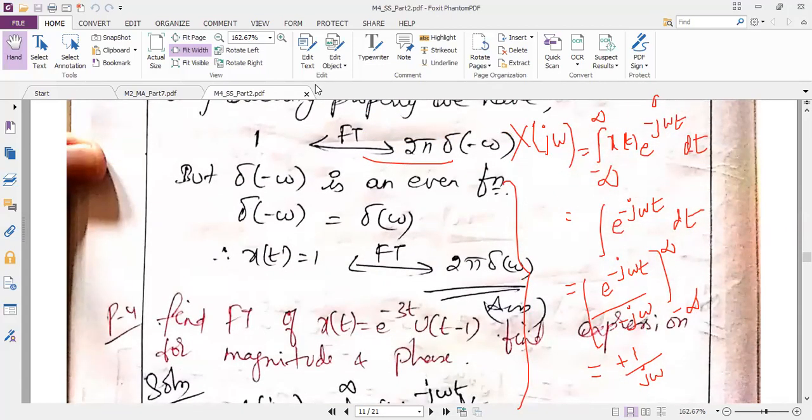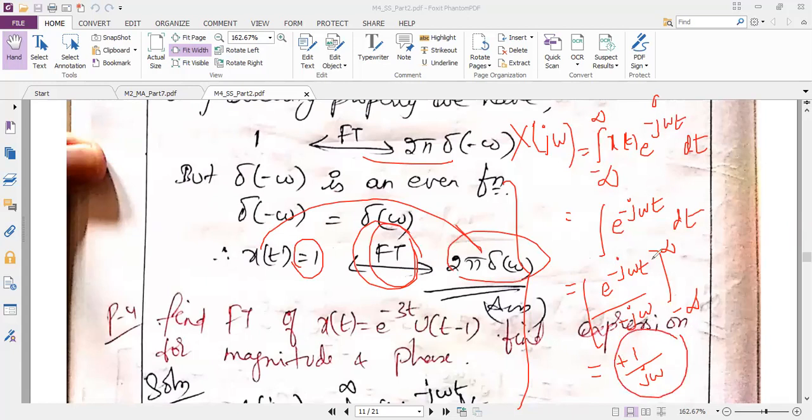See, we have a standard relation between x of t and the frequency term when you take the Fourier transform. If x of t is equal to 1, then your answer is supposed to be in terms of the delta function, 2 pi delta of omega. Whereas if you use the normal formula, you will get an answer like this, which is not acceptable. That's why I have not used the formula. Please make a note. If you come across a question with x of t is equal to 1, these are unique questions which do not require the normal method of simplification.